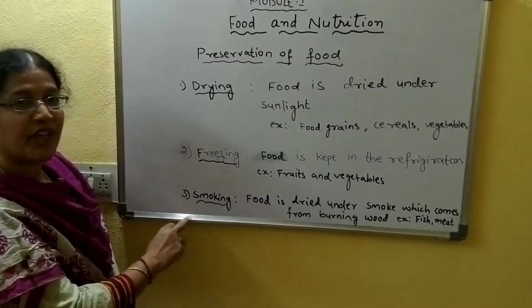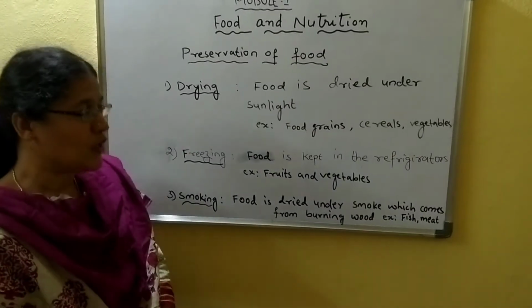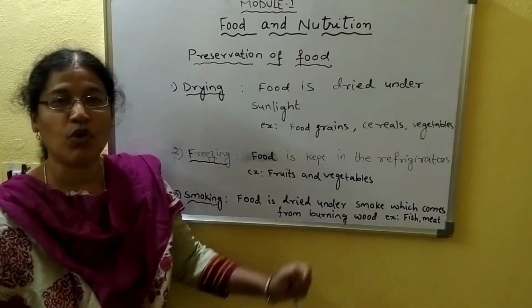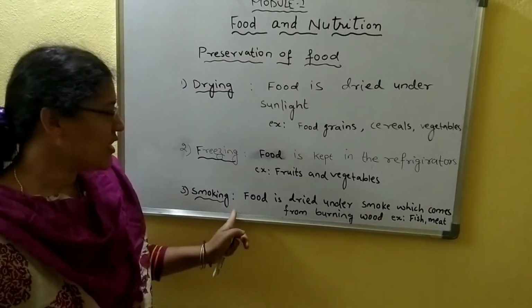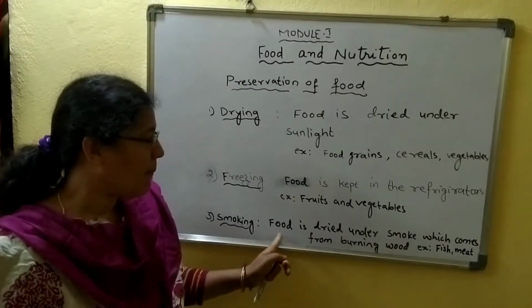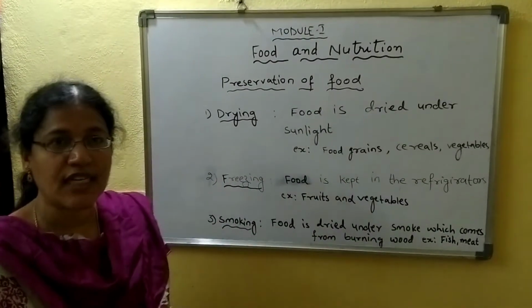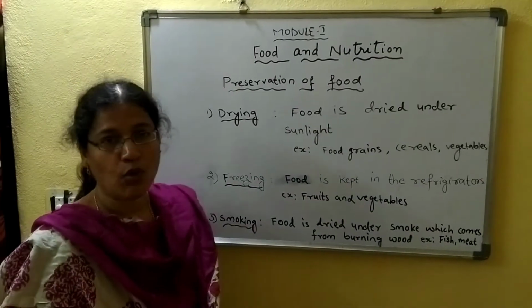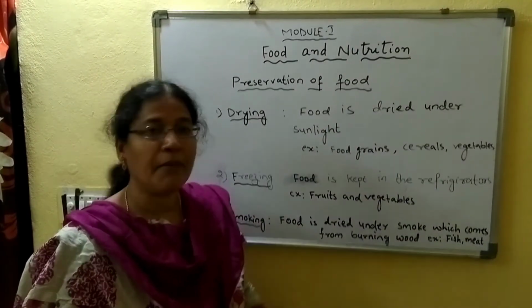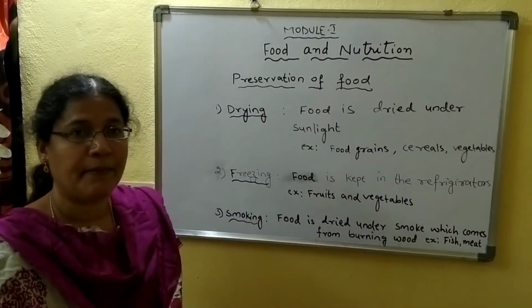And smoking. Here food is dried under smoke which comes from burning wood. It is also a drying method, but here we use smoke which comes from burning wood. For example, fish, meat, and grilled chicken.